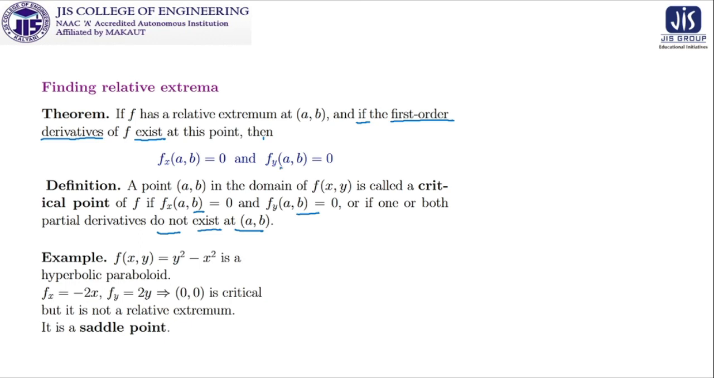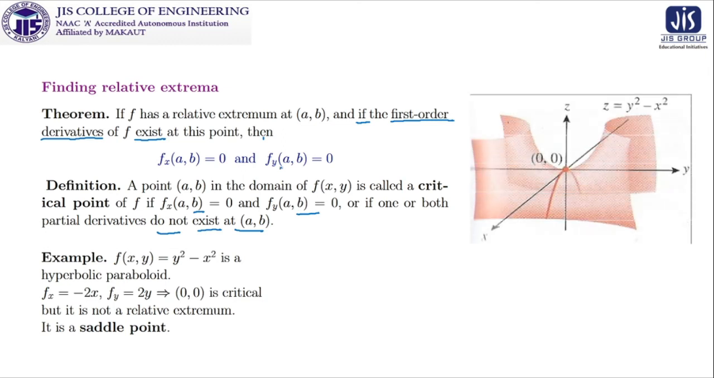Now look at this, one example is y square minus x square, a hyperbolic paraboloid. What is this? Just after a few seconds it will be clear to you. Important observation is that fx equal to minus 2x, fy equal to 2y, so (0, 0) is critical, but it is not a relative extrema.